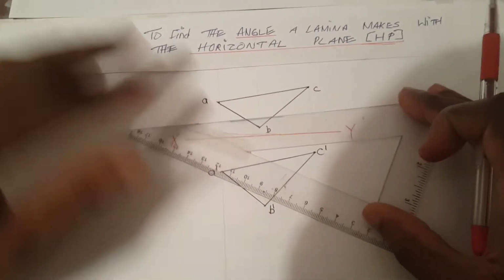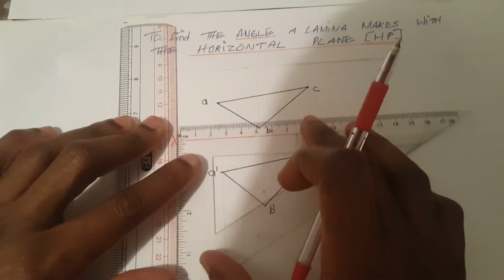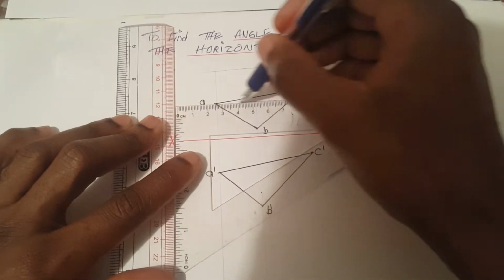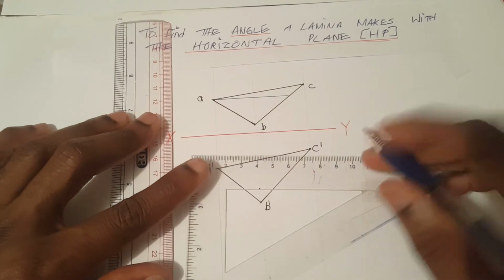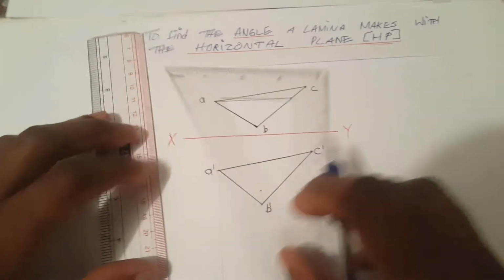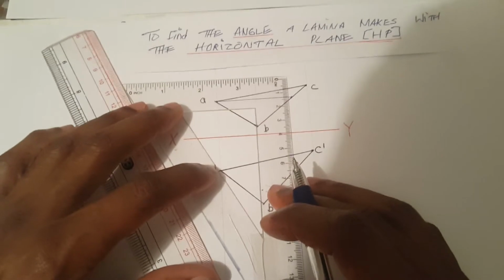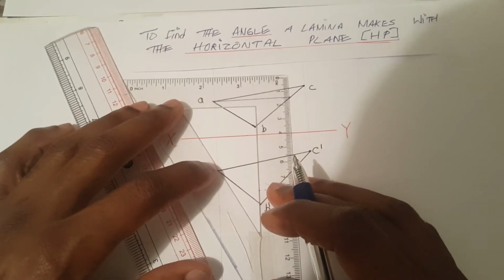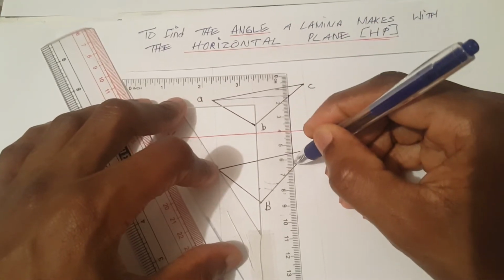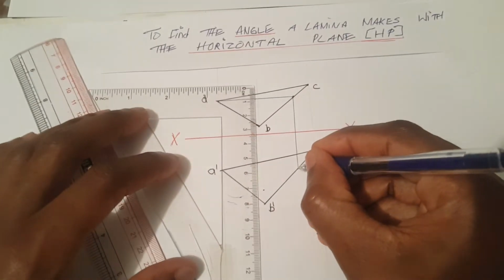So the first step is to draw a horizontal line. Horizontal line through A. At the point where the horizontal line cuts line BC, we bring this line vertically downward. Produce this line downward to the corresponding line or side on the plan, which would have been here.